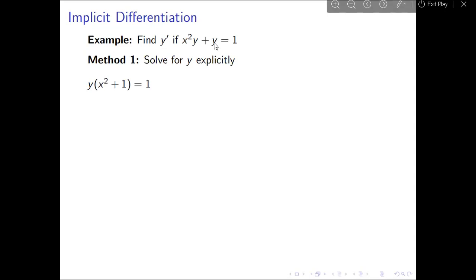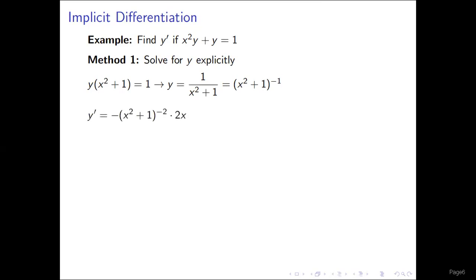We can do that by factoring out y, giving us this equation, and we can get y by simply bringing this down. So we have y equals 1 over x squared plus 1, which we can rewrite as x squared plus 1 to the negative 1, so that we can easily get its derivative by applying the chain rule for power functions.